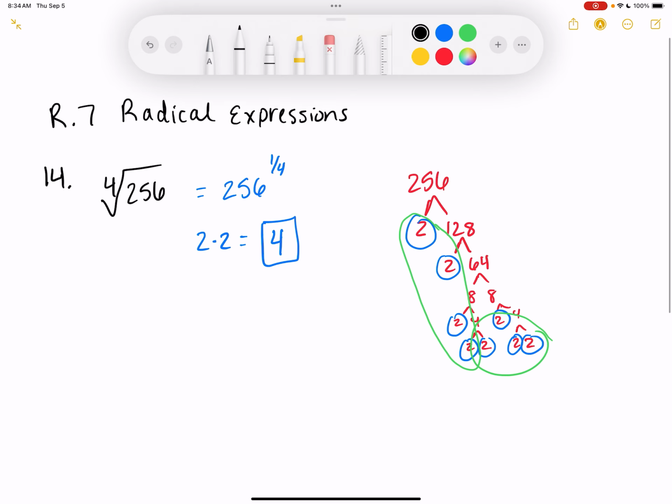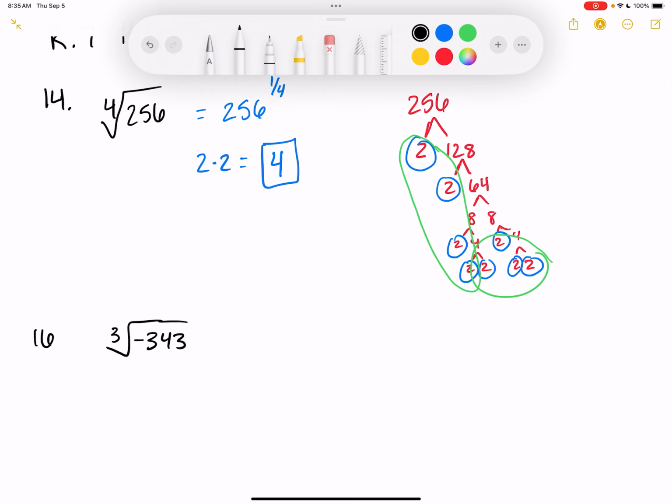16. The negative cube root. Nope, I lied. Not a negative cube root. The cube root of negative 343. Helps if you can read correctly. Anyone know this one off the top of your head? If not, we'll break it down, although you may not know. No. It's smaller than that.